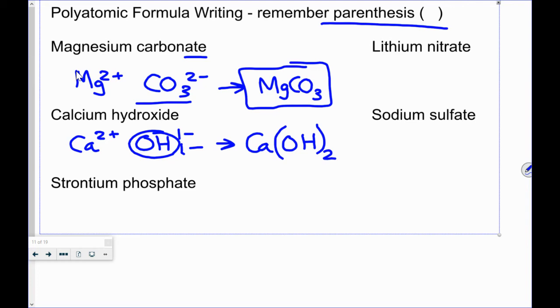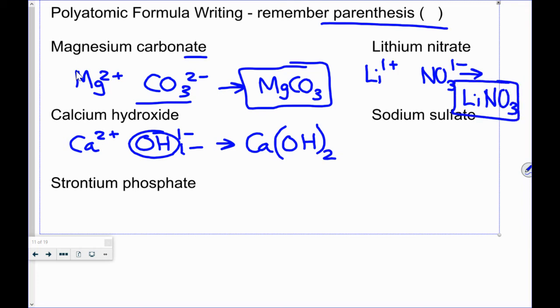Let's skip to lithium nitrate. That's a fast one. Lithium's plus 1. Nitrate is 1 minus. If I got a plus 1 and a 1 minus, those just cancel out. So my final answer is LiNO3. So see how there's no charges in my final answer.